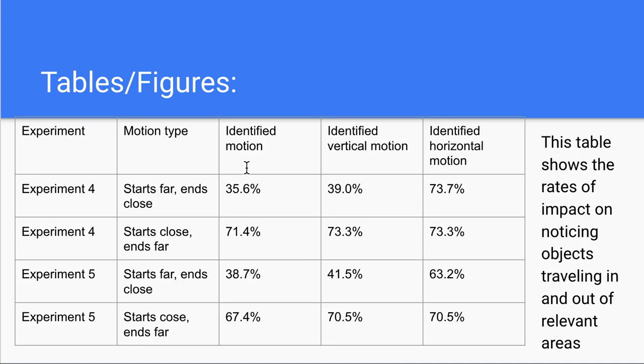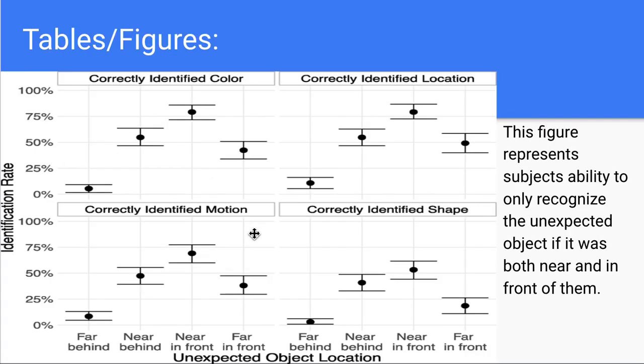Here is a table that shows the rates of impact on noticing objects traveling in and out of relevant areas for both experiments 4 and experiment 5. Here is a figure that represents subjects' ability to only recognize the unexpected object if it was both near and in front of them. If you look at all of the other ones, they're not nearly as high as they are when they are near or in front.